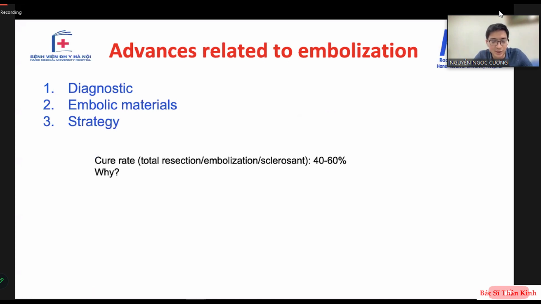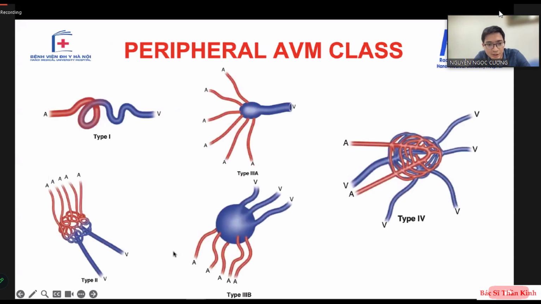So today I would like to present the advances related to embolization. First is the diagnostics. The second is embolic materials and the strategies of embolization. Despite the advances in embolic materials and diagnostic imaging, the cure rate still remains very low, about 50%. So why is the rate of total occlusion so low? Because of the difficulties of brain AVM embolization.